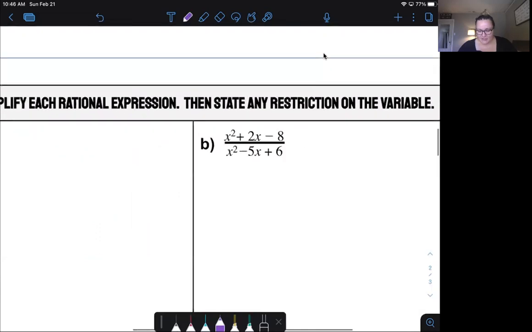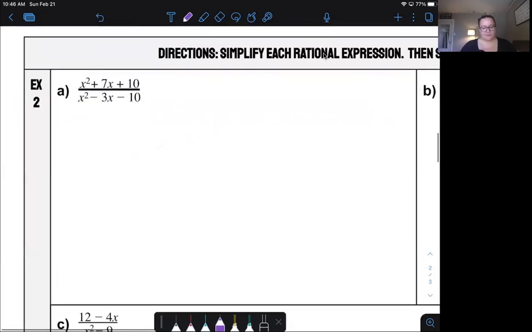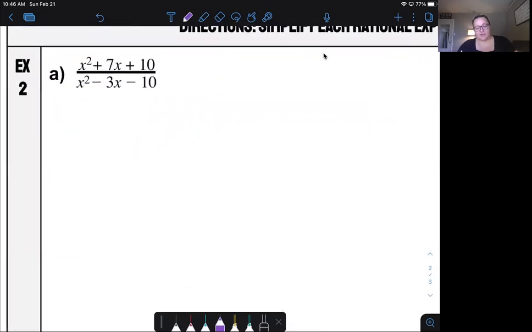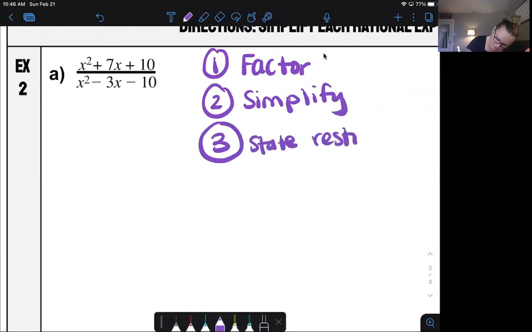Okay, so now we're going to get into some more fun rational expressions, a little more challenging, if you will. So what we're going to have to do is x squared plus 7x plus 10 over x squared minus 3x minus 10. We're going to have to factor this expression. So the first thing we're going to do is factor. The second step is to simplify as much as you can. And the third step is to state restrictions. So let me show you what this looks like.